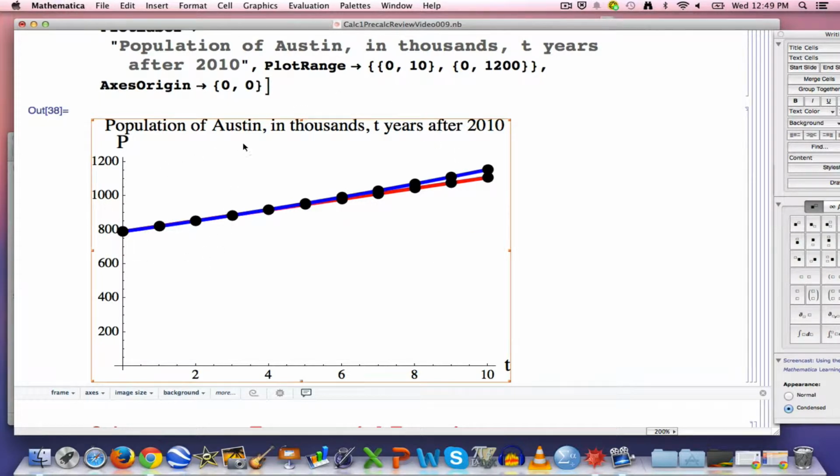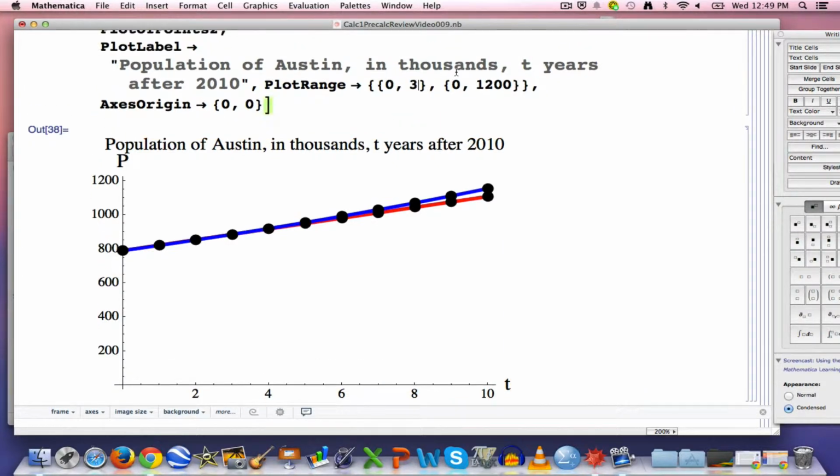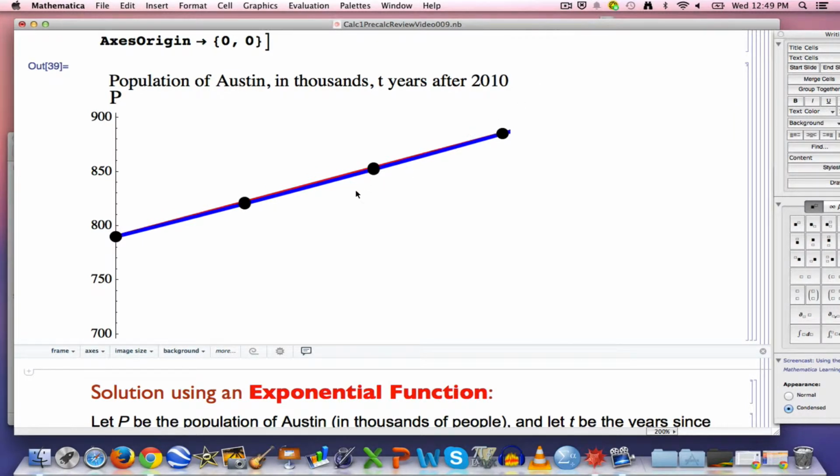Let's zoom in on this area here where t goes between 0 and 3 and p goes between, let's say, 700 and 900. I can change this plot range to zoom in there. And we see, once again, that the red graph is straight. The blue graph, being concave up, in this case, has to be below the red graph because these two graphs agree with the two data points. The two data points we had were 2010, where t was 0, and 2013, where t was 3. In order for both graphs to go through those two points, the blue graph has to be underneath the red graph when you're doing this interpolation.